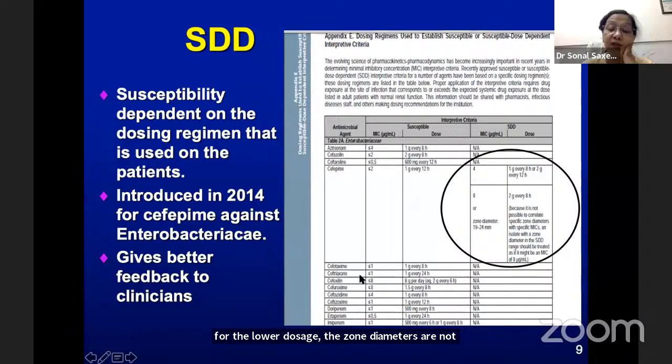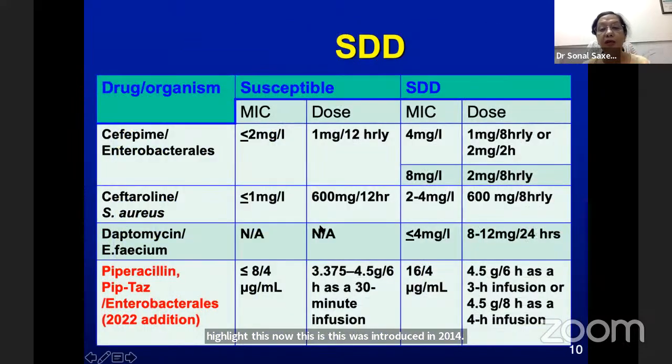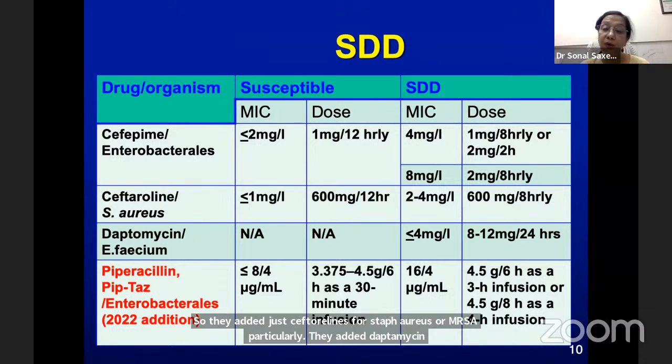Now, this was introduced in 2014. Now, for many drugs, you have SDD. If you look at the table, as the data keeps coming in, they keep adding the SDDs. So they added ceftaroline for Staph aureus or MRSA particularly. They added daptomycin. They added piperacillin tazobactam in 2022.